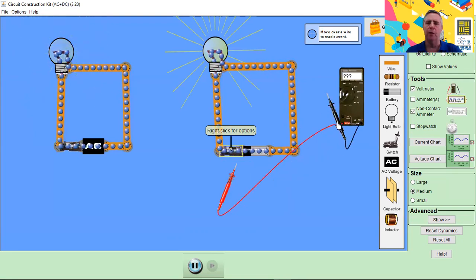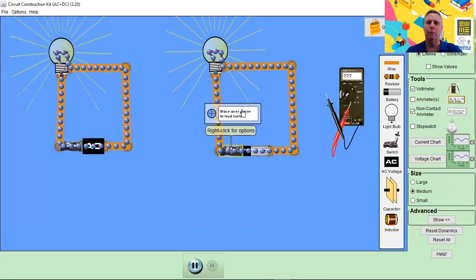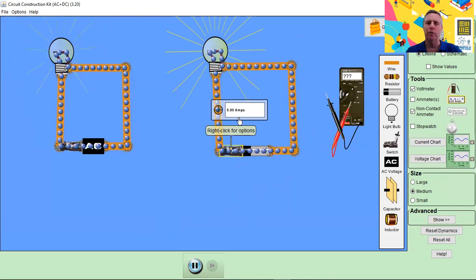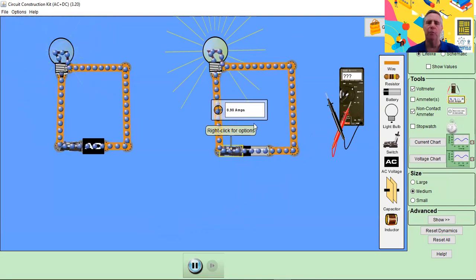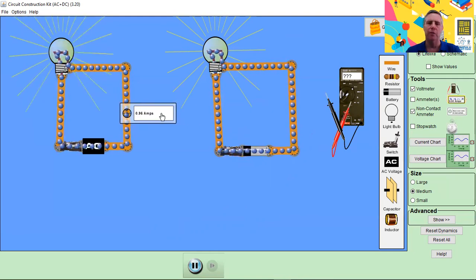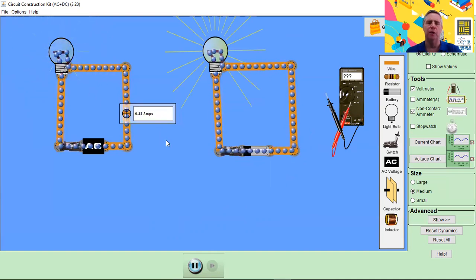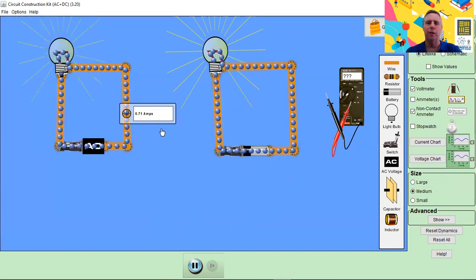If we take our ammeter, we've got a non-contact ammeter here. We put it over a wire. You can see it's measuring a steady 0.9 amps in the DC circuit. If we put it over a wire in the AC circuit, again, it's difficult because the current is changing, and so it's difficult to read it that way.